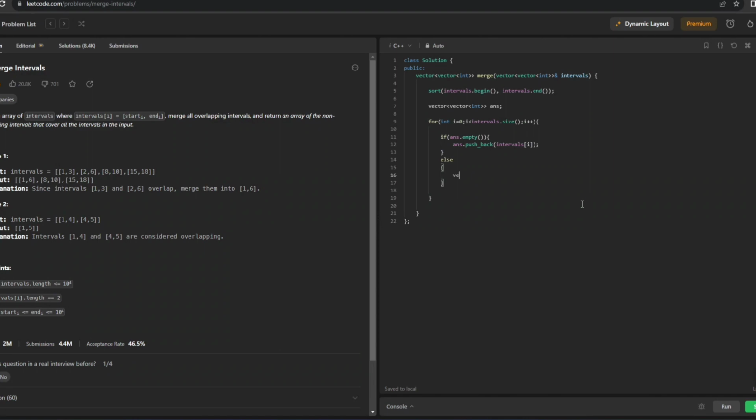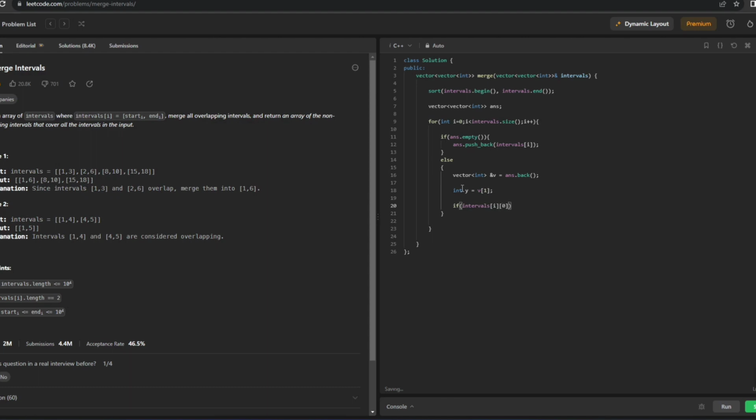For that, we'll create a vector, and it will have the value of the last interval which we have pushed back in our answer vector. As I said, the last inserted vector will act as the previous one. In that case we were checking the end of the previous interval, so make an integer variable which will hold the value of the ending of the previous interval.